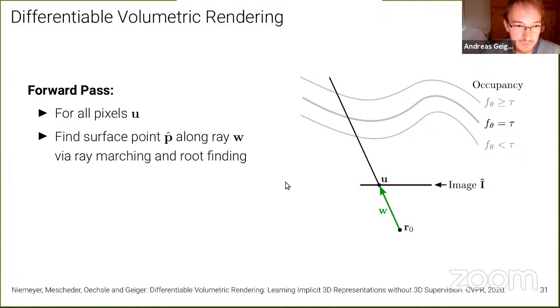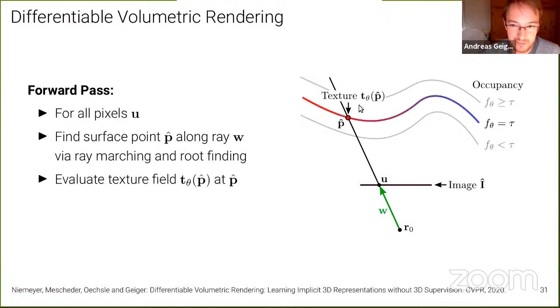So what we can do now is we can find the surface point, p hat here, along the ray w via ray marching and root finding. So we go in equidistant steps until we find this sign change. So we go from smaller than the threshold to bigger than the threshold. So we know that we have changed from outside to inside. And then we can apply the secant method to very efficiently retrieve very precisely the surface point p hat.